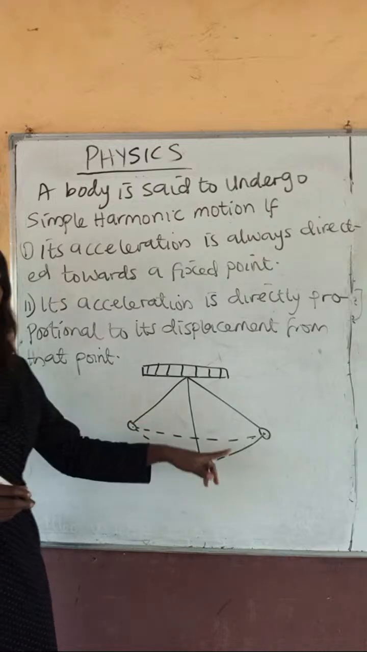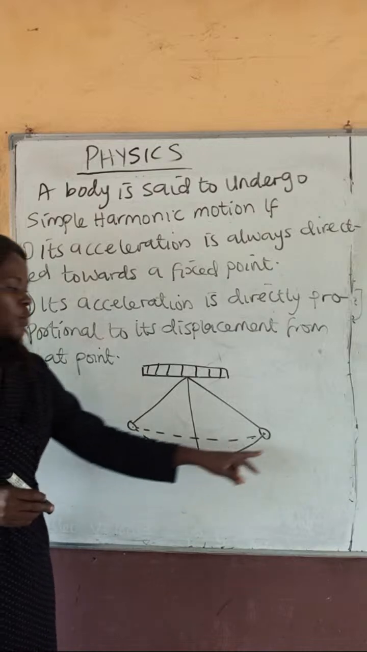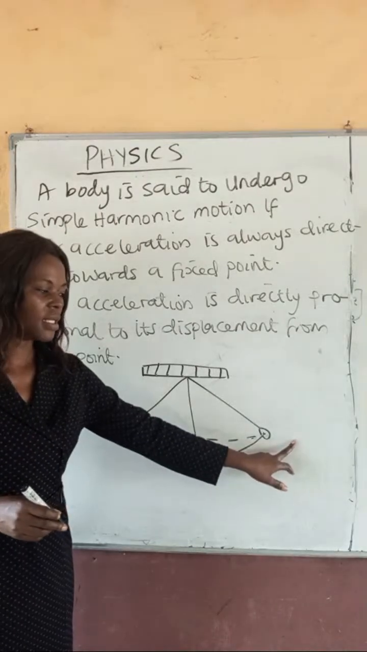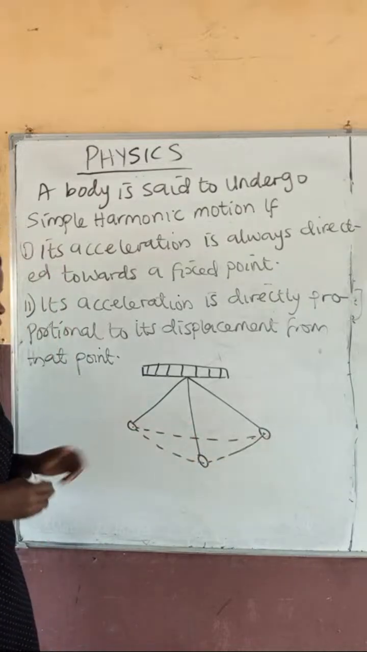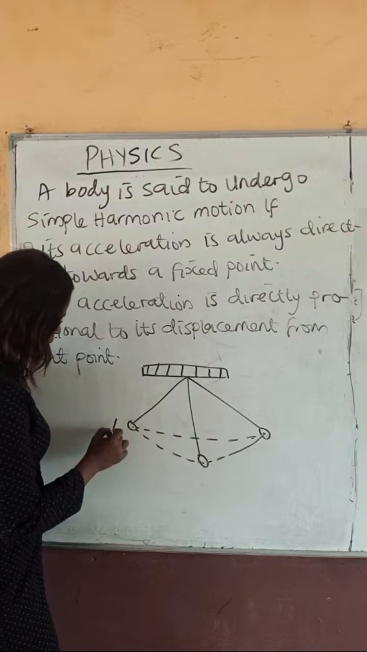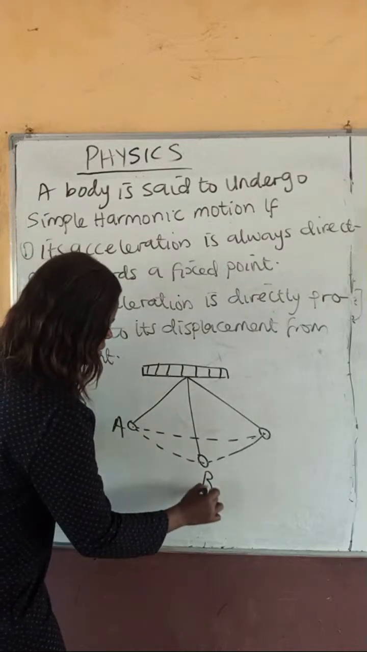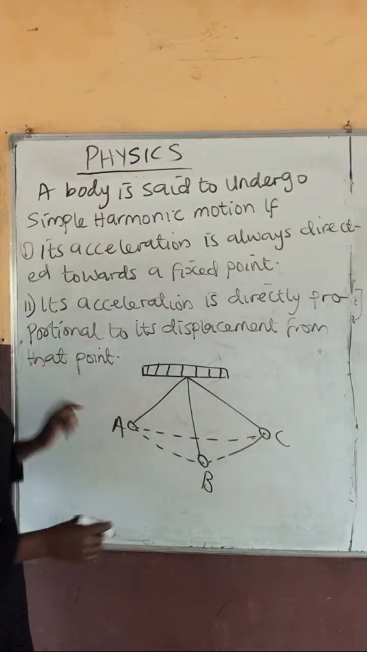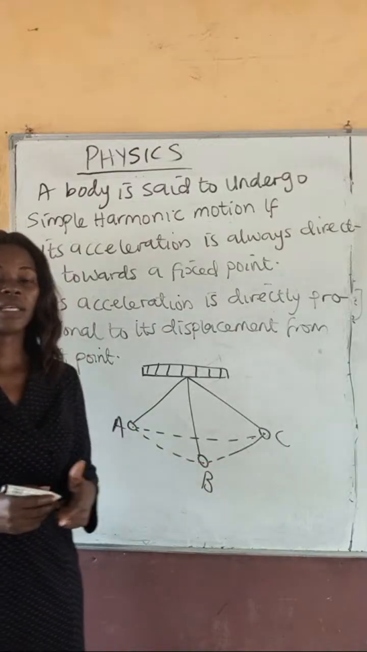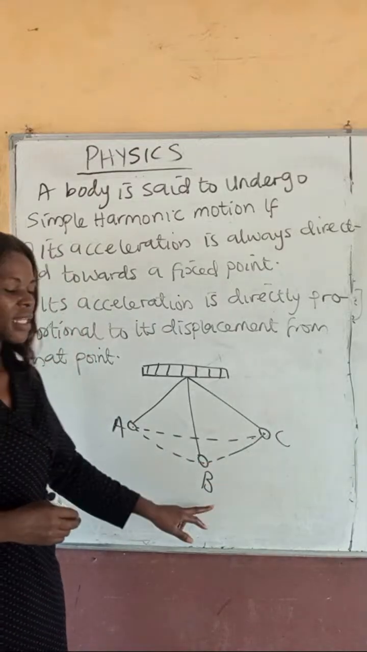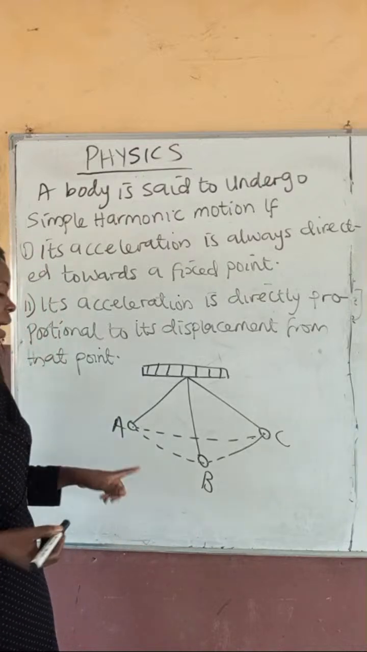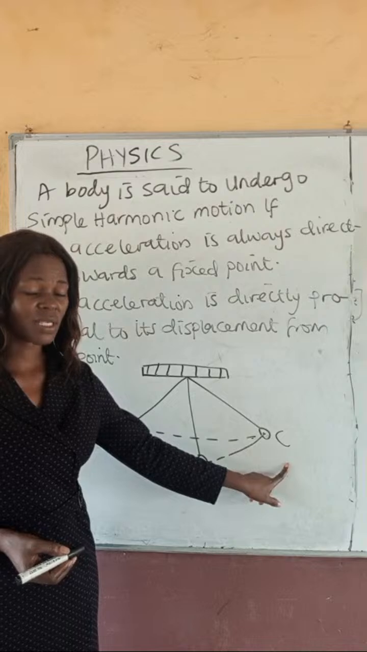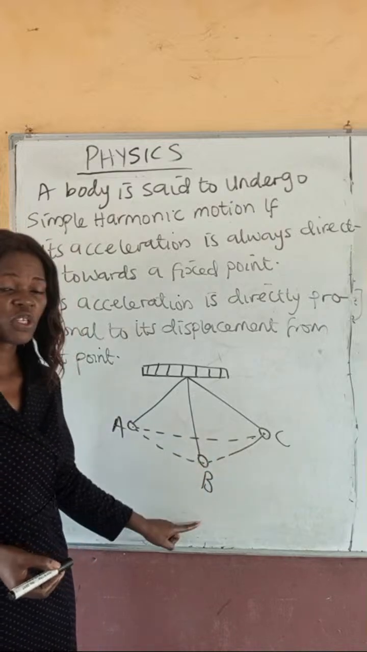So it moves to and fro. At this point, the body is at rest. At both points. Let me label it: A, B, and C. At points A and C, the body is at rest, whereas at point B, the body is always in motion.